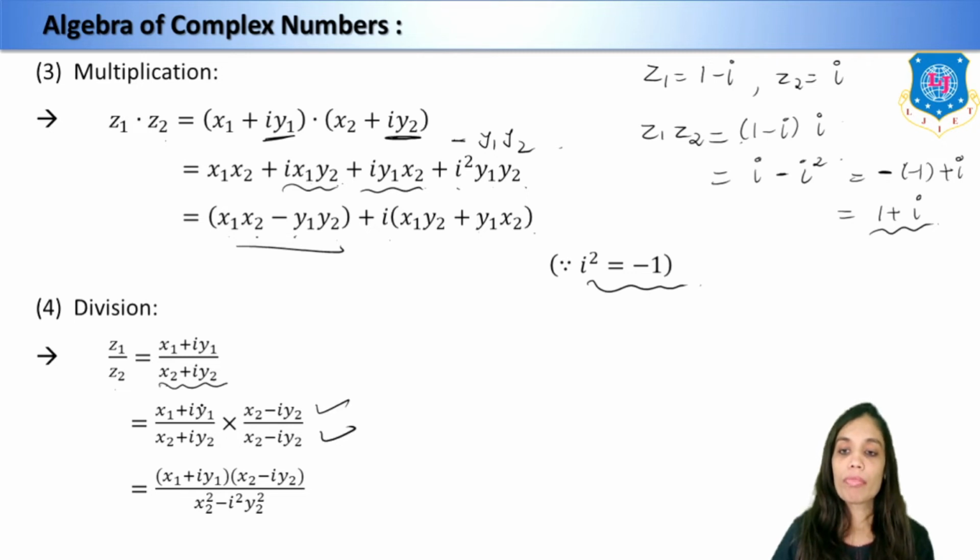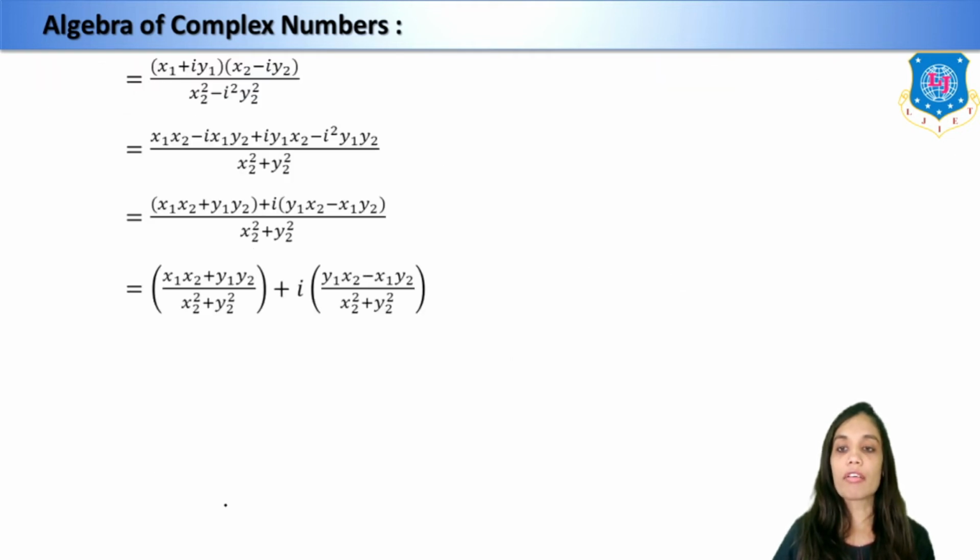Now here you can see the formula we can apply is a square minus b square, that is a minus b times a plus b, right? So in the denominator what will become? x2 square minus i square y2 square. Now we know that the value of i square is minus 1. So here in the denominator it will become x2 square plus y2 square.